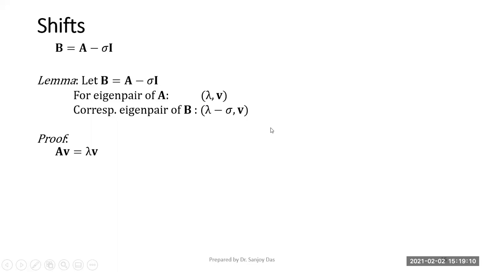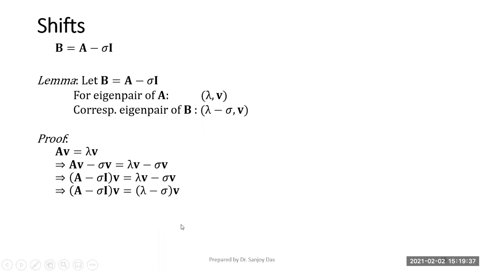So AV equals lambda V. We'll show this. AV minus sigma V equals lambda V minus sigma V. I'm just subtracting sigma V from both sides. Whence (A minus sigma I)V is equal to lambda V minus sigma V. Correct?